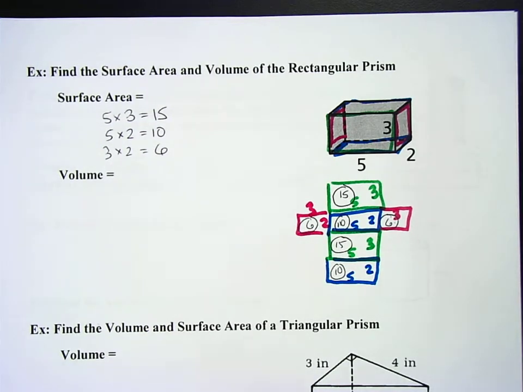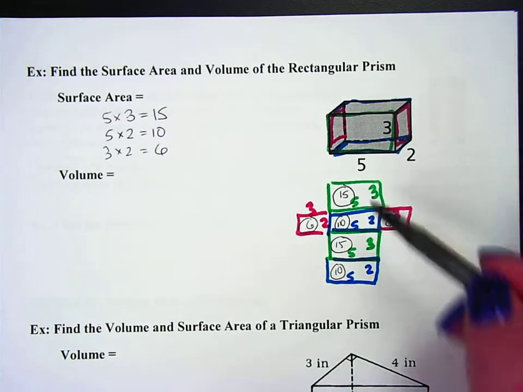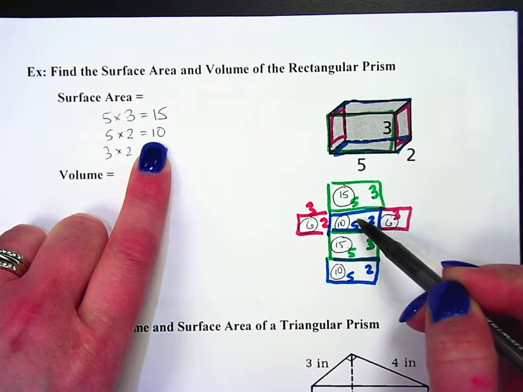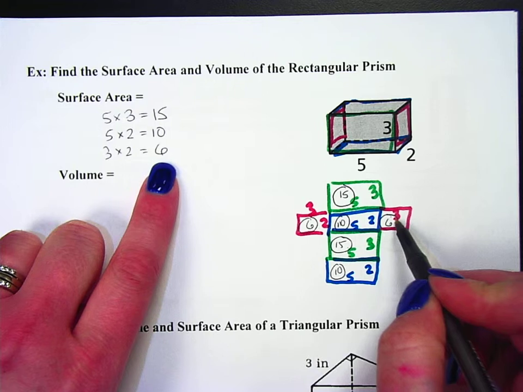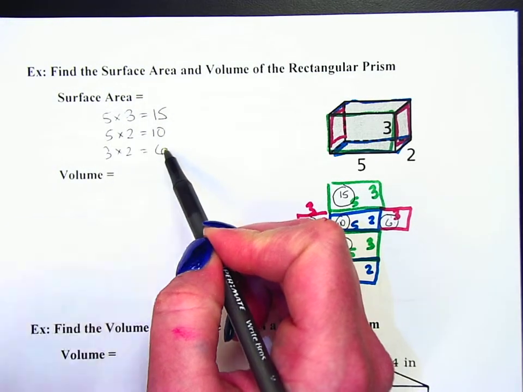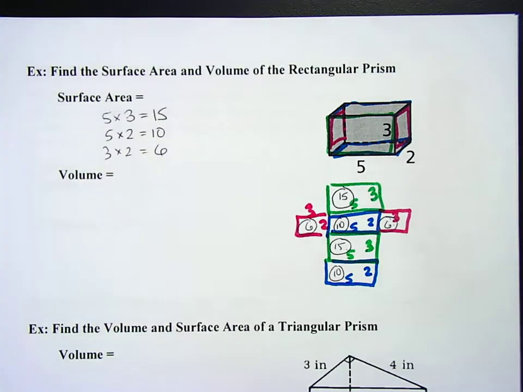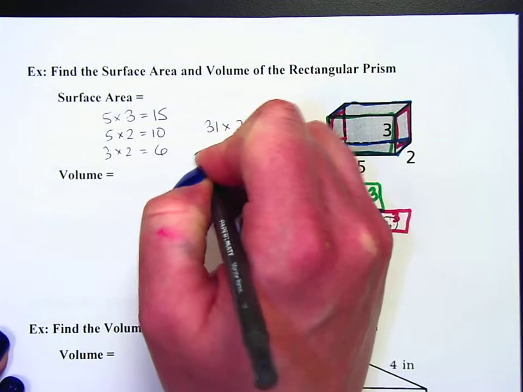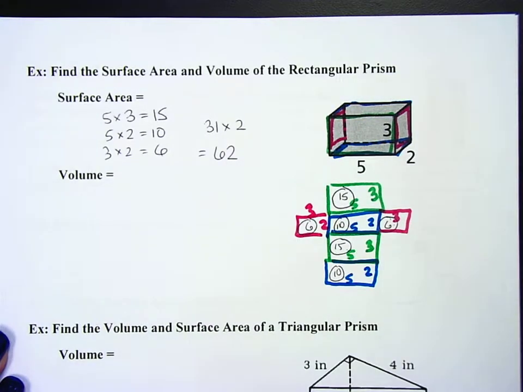Okay, so my last step is we need to add all of them together. So I had 15 on the top, but be careful, I also had 15 on the bottom. 10 on the top, 10 on the bottom, 6 on both sides. So if I add these up as is, I would get 31. But since I had each one of them happening twice, my total surface area would be 62.